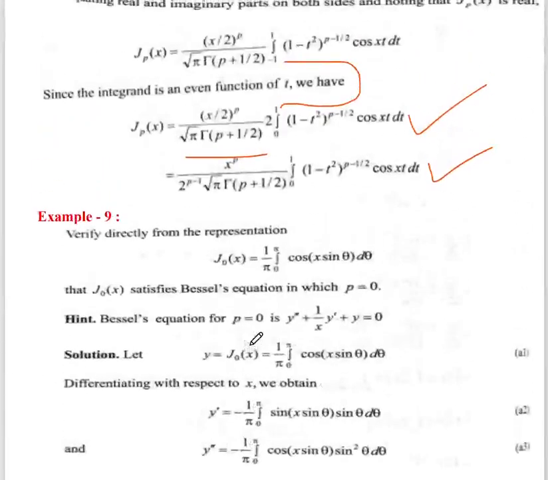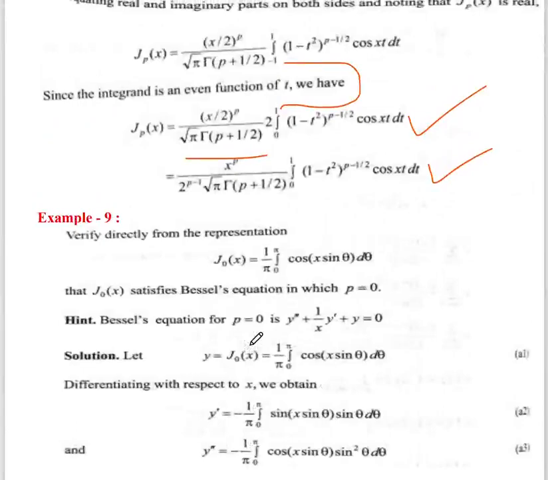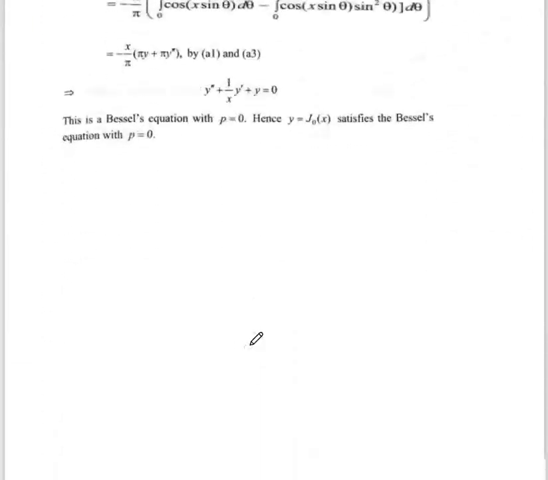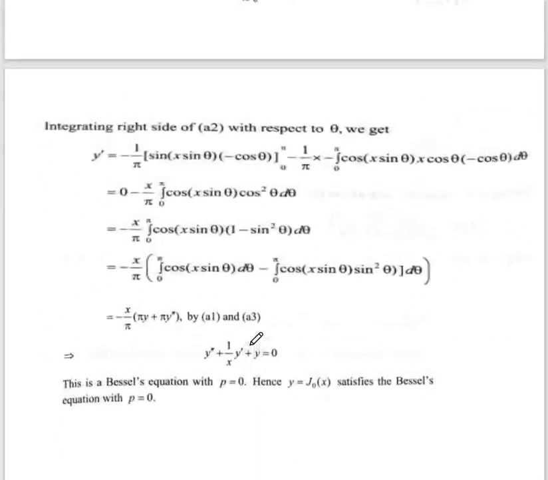So today we have seen some problems on jp of x and j minus p of x. In the next lecture we will see the next point of this unit.